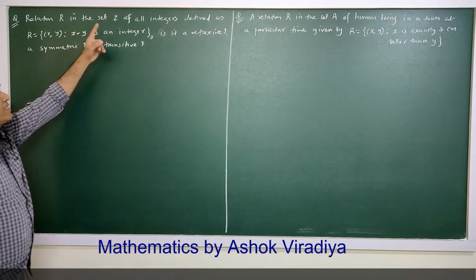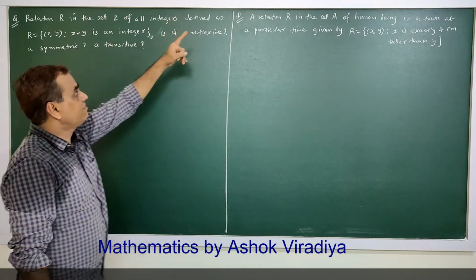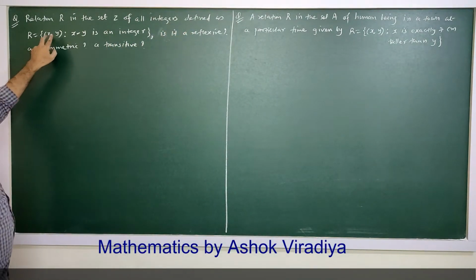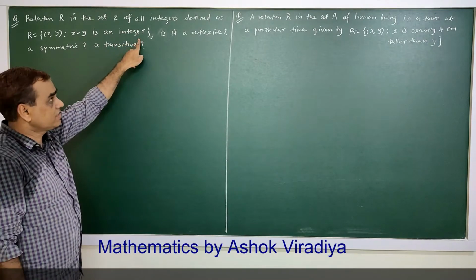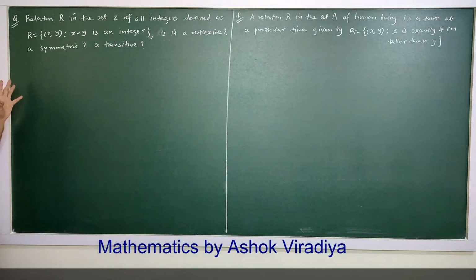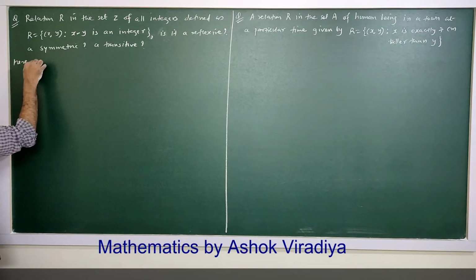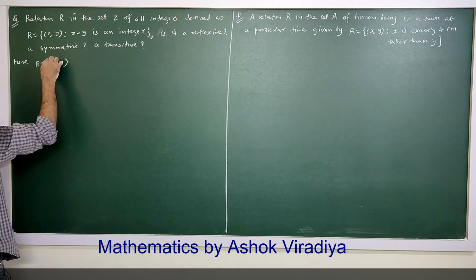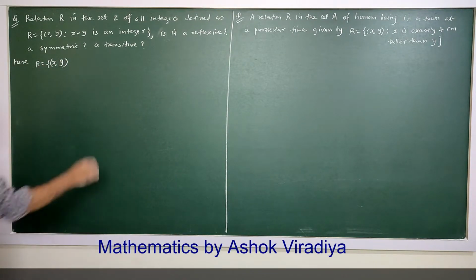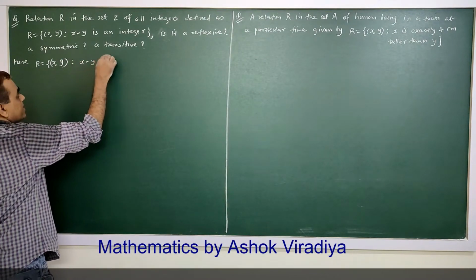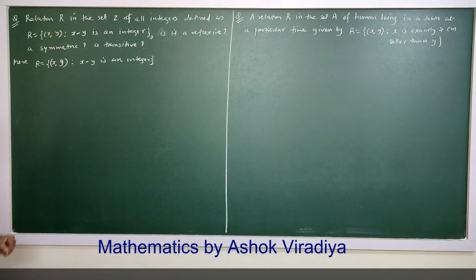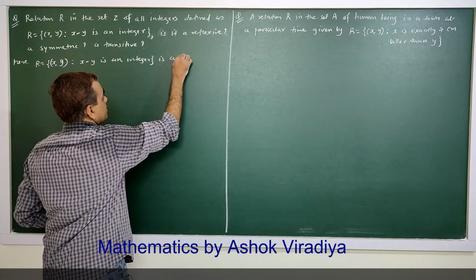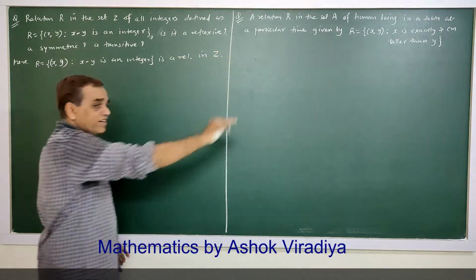Relation in the set Z of all integers defined as R is equal to the set of ordered pairs (x, y) such that x minus y is an integer. Is it reflexive, symmetric or transitive? Say here, R is the set of ordered pairs (x, y) such that x minus y is an integer. It is a relation in the set Z of integers.